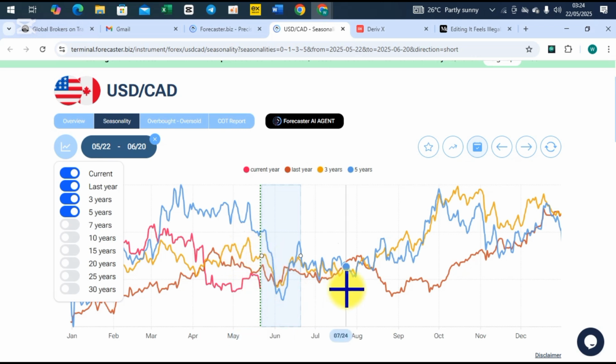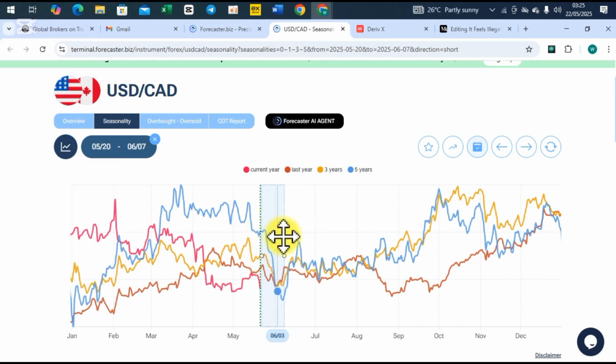Okay, so let me show you something. Now, from all these periods, last year, 3 years, 5 years, those seasons, if I drag here, I can see this marker which is moving. If I move my cursor, and I drag it here. Okay, exactly.